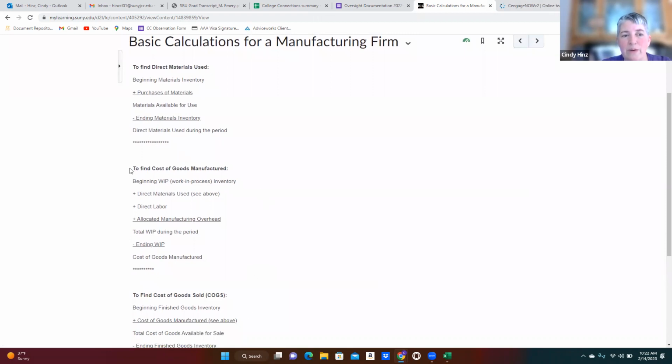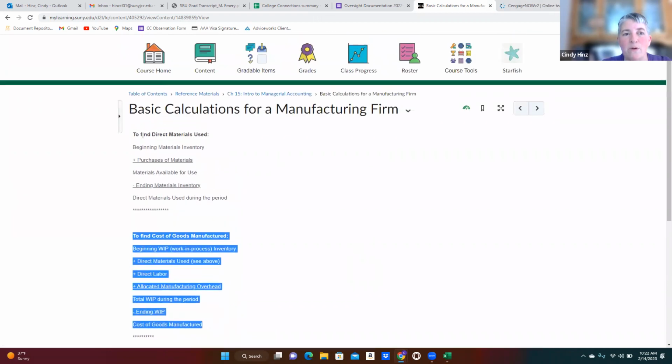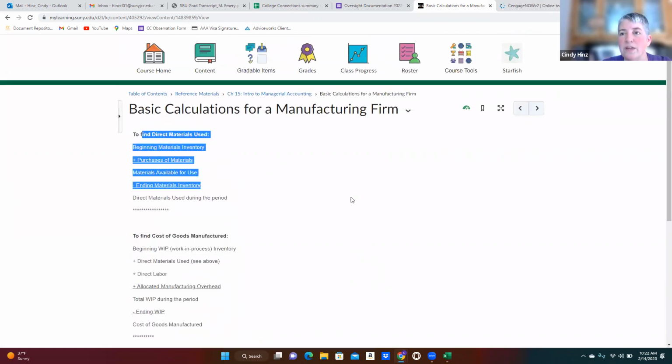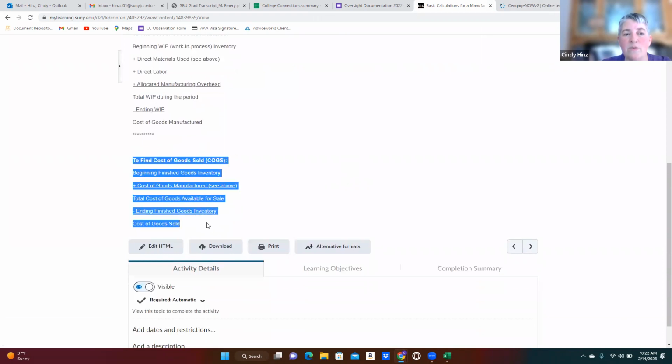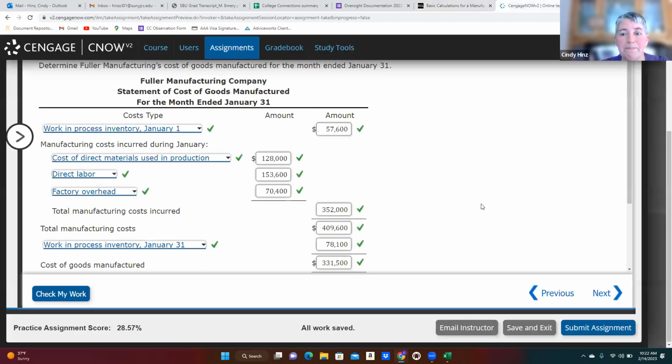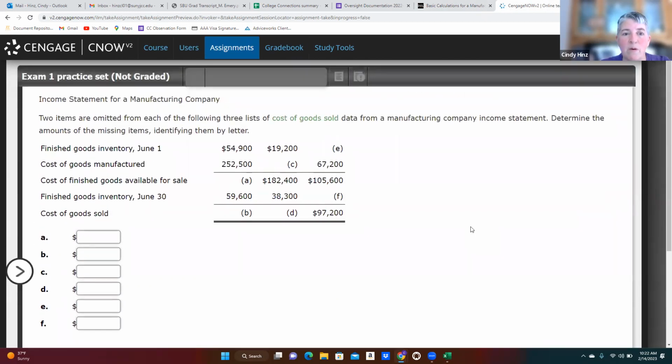This is exactly what we just did right here. But we also have formulas for finding direct materials used. That's analyzing that direct materials account, and to find cost of goods sold, which is the part that you need for the actual income statement. So always make sure you're looking at those reference materials folders. And if there aren't any questions, we will keep going.